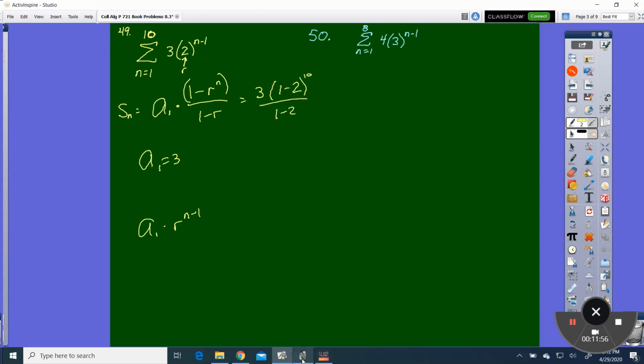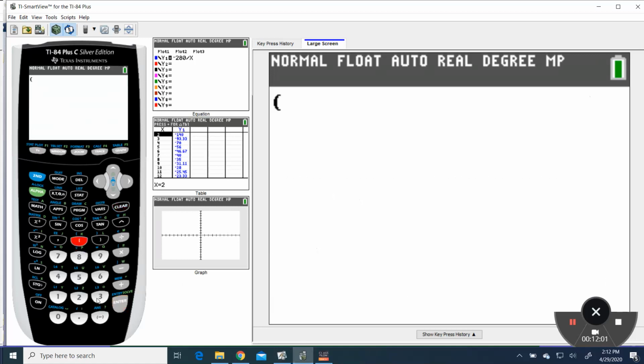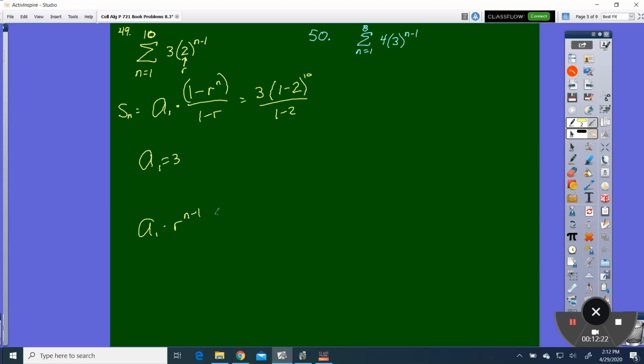So now I come to my calculator. And I'm going to put the top in parentheses. 3 times parentheses 1 minus 2 to the 10th. Close my parentheses. Close the top of my fraction divided by the bottom fraction 1 minus 2. And hit enter. So 3069. So the sum of all the numbers, that's what this means. The sum of the first 10 terms is 3069.